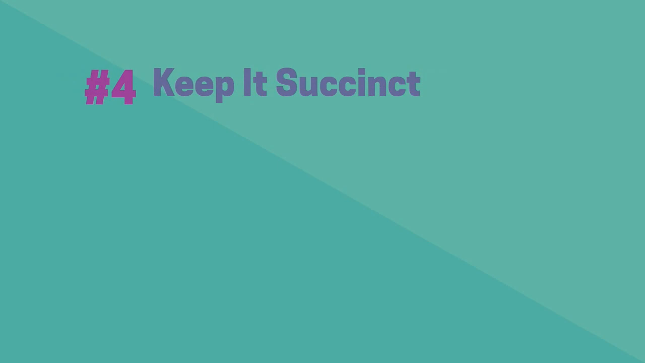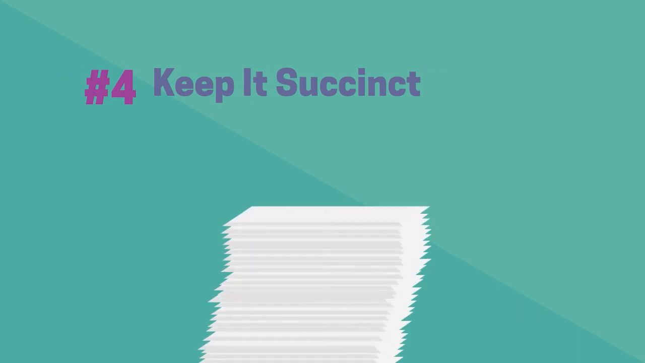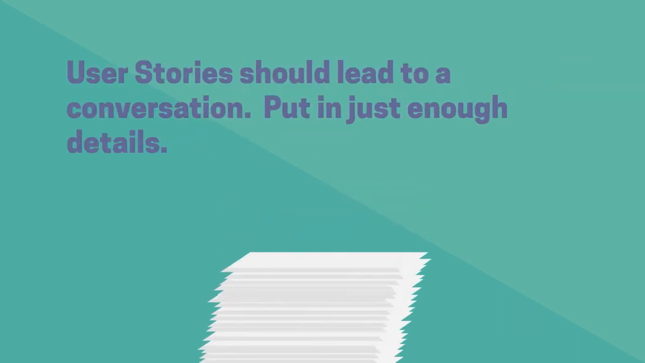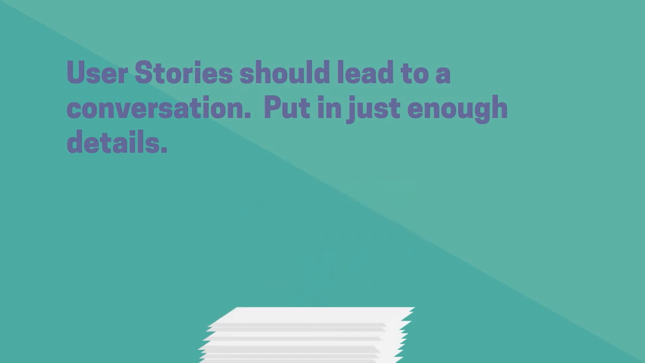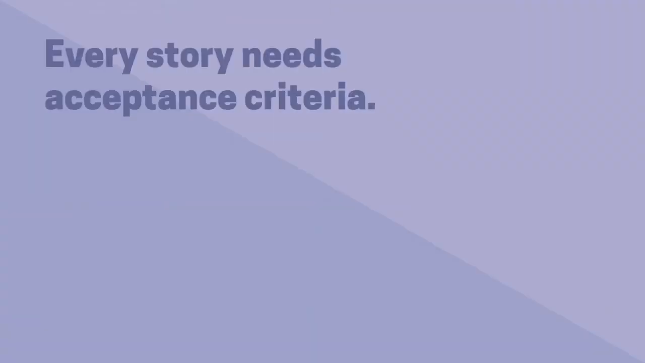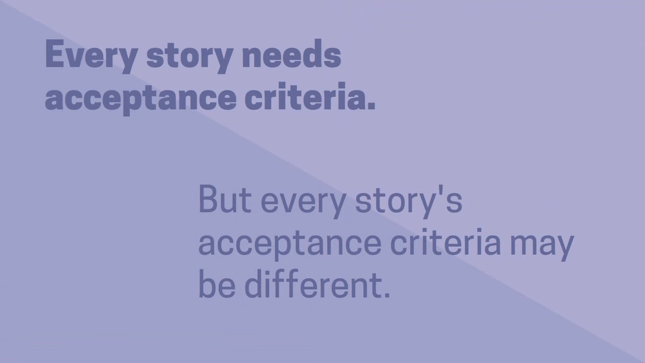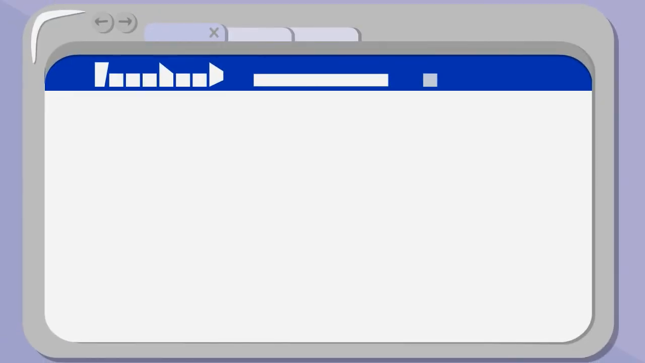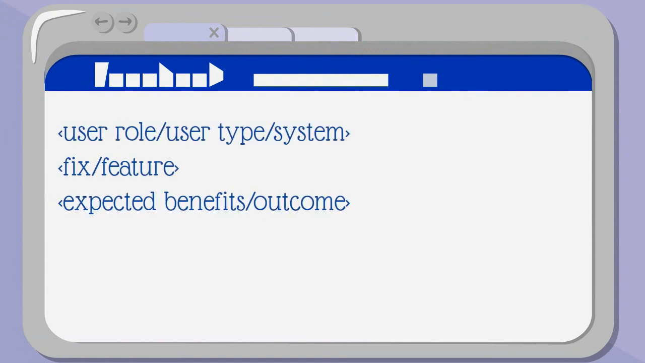Keep it succinct. Don't make a story too long. It is important to have a story that leads to a conversation. Put in just enough details. Every story needs acceptance criteria, but every story's acceptance criteria may be different. Let's look at some examples of acceptance criteria that may work for different kinds of stories.